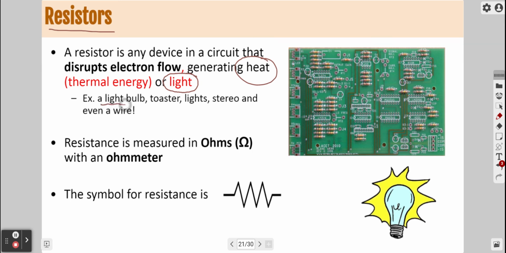Some examples of resistors are light bulbs and a toaster. You're going to make electrons go through wires that can heat up. Light, stereo, any kind of wire even can be considered a resistor.